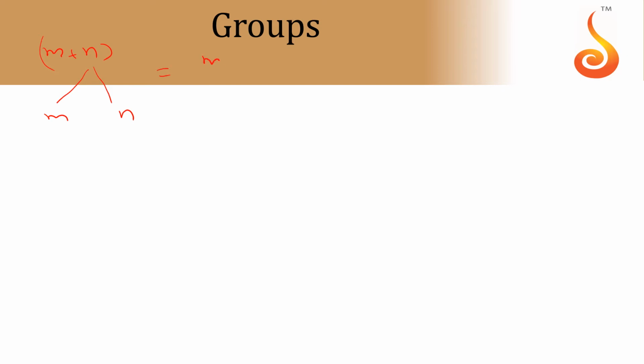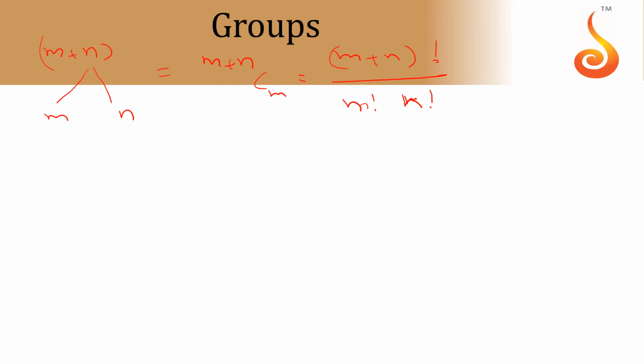Then the formula: you can select m things, and automatically n things will be separated, or you can select n things, and m things will be separated. So if you simplify, it is m plus n factorial by n factorial into m factorial. Suppose after making the groups, you want to give them to two students A and B, so m group to A, n group to B, or n group to A, so there will be 2 factorial permutations.